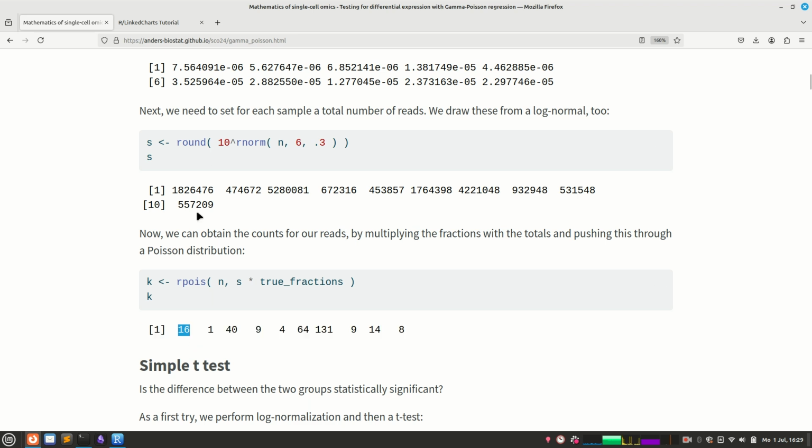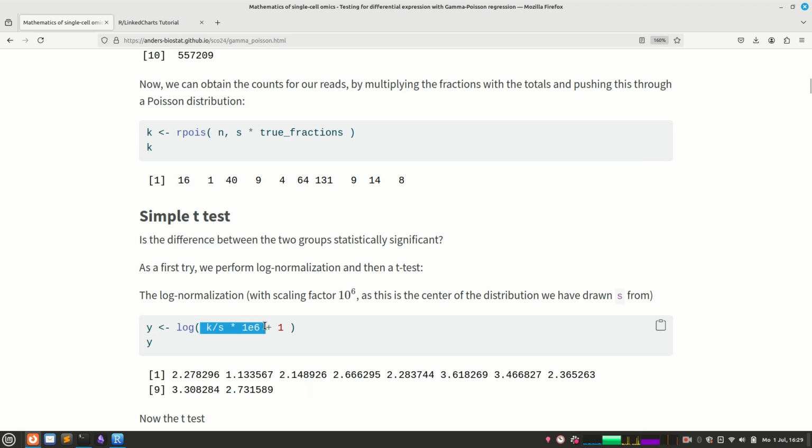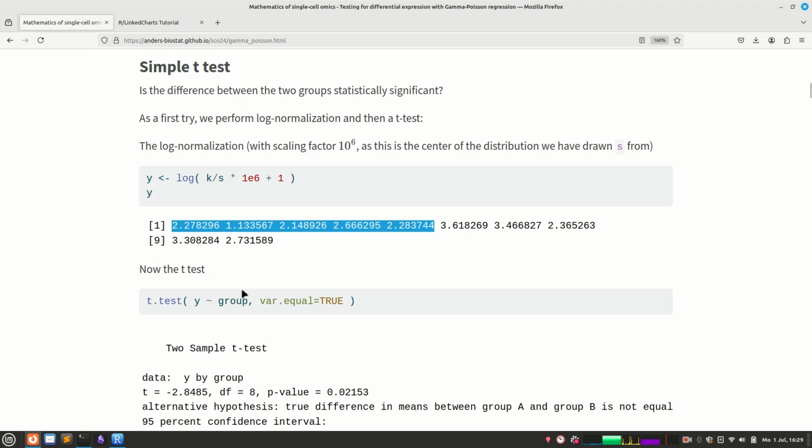And if I divide the individual counts by the total, and as we always do, multiply by 10 to the 4, or this time I multiplied by 10 to the 6, because this is now simulated data where the counts are much higher, so typical totals are in the area of a few million, I take here 10 to the 6, add my pseudo count, and now I get these log expressions. And as you can see by eye already, group B, so the latter 5, are a bit higher than group A, so the earlier 5. And I can do a t-test comparing these two log expressions, and it gives me a p-value of 0.02.